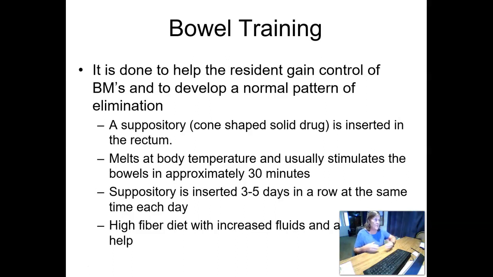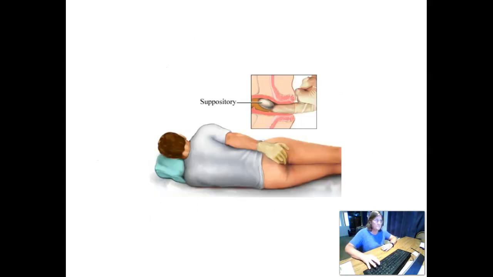Hopefully that will make the bowels contract, and the person will be able to have a bowel movement. We will do that at the same time each day for 3 to 5 days in a row. Increase their fiber, increase their fluids, increase their activity, and give them a suppository for 5 days in a row, to try to get the bowel back into a normal habit of going at a normal time. By doing that, a lot of times you can get the bowel back into a normal routine. This is what the suppositories look like.